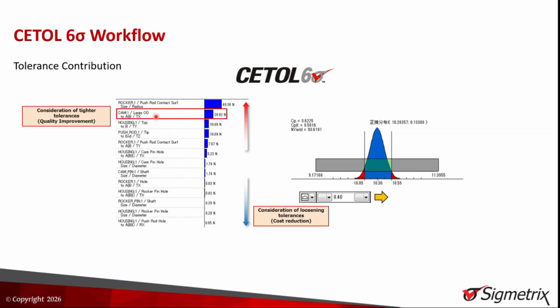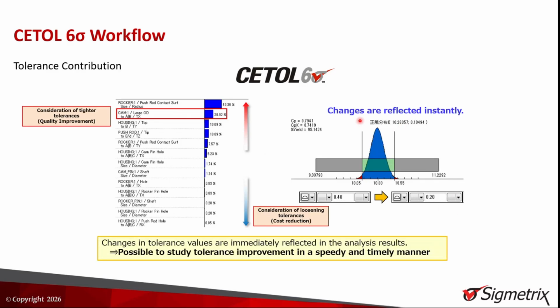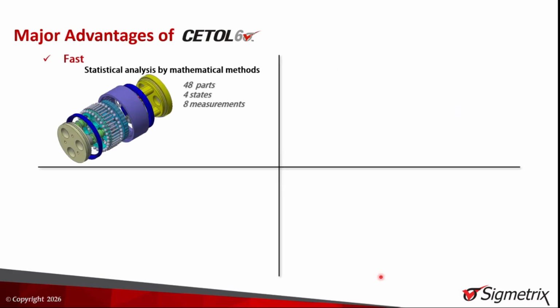So let's say I choose one of the contributions here, once I have done the analysis, if I change the tolerance from 0.4 to 0.2, the change of the result will reflect instantly, and we don't have to run the software and solve again. So actually it can respond very fast. One of the major advantages, as I say, is that it is really very fast.